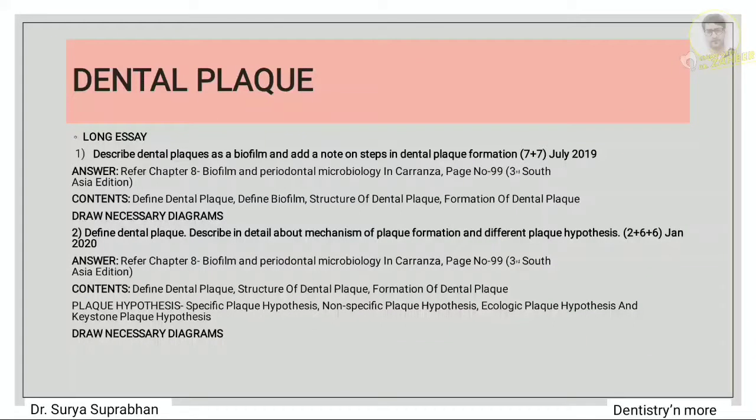Coming to the second question, define dental plaque. Again, it's already discussed. Describe in detail about the mechanism of plaque formation. You have to write the 3 steps and then different plaque hypotheses.